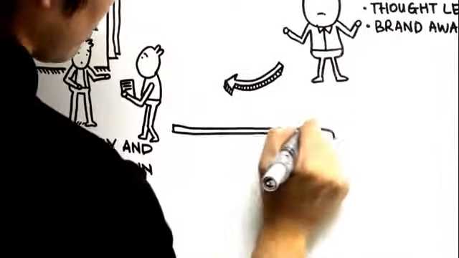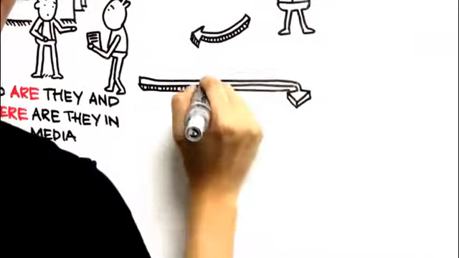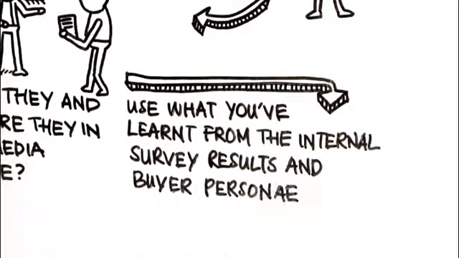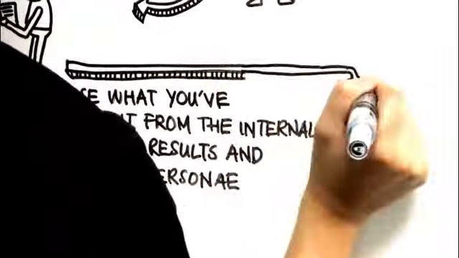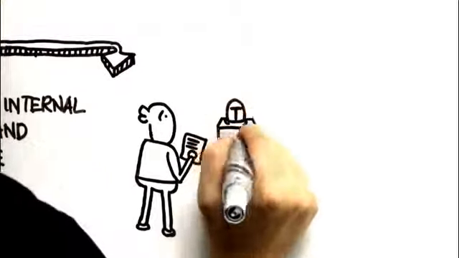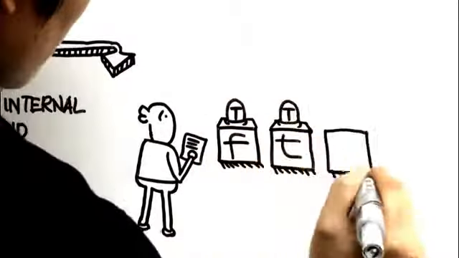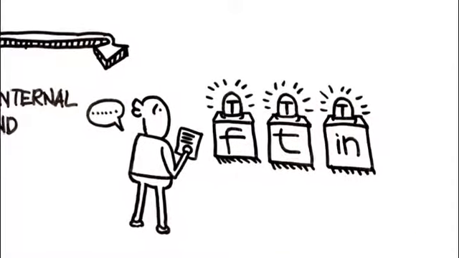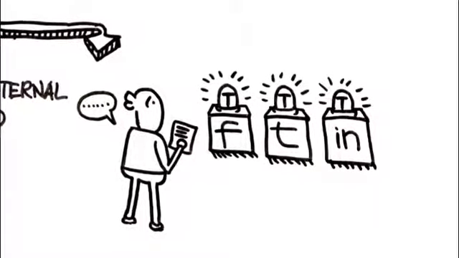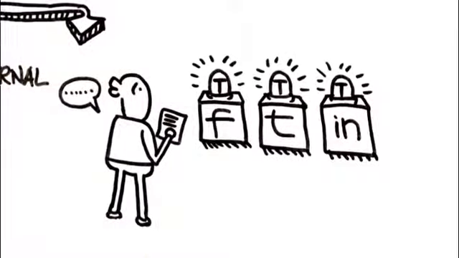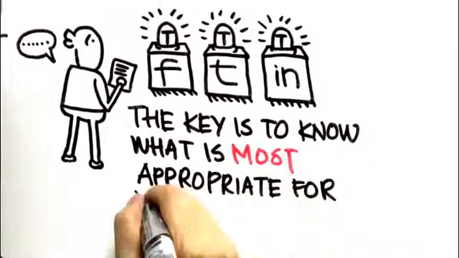It's finally time to set up your social media channels. Use what you have learned from the internal survey results and buyer personae to determine which channels you will engage in. LinkedIn, Facebook, and Twitter are definitely popular, but may not be the most appropriate for all. You may even decide to use one channel exclusively or some other platform that's more popular in your region. The key is to know what is most appropriate for your company.